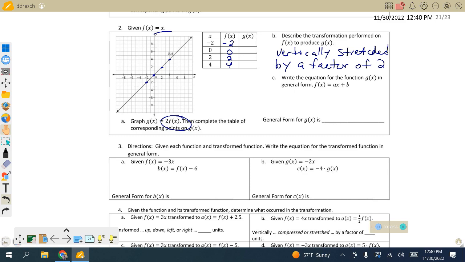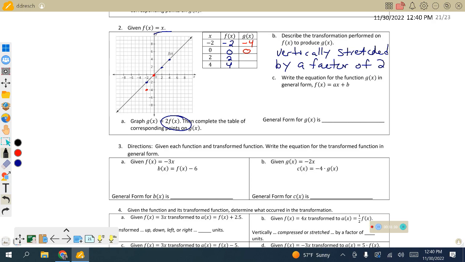Now, g of x, we're doubling it. So we're taking those y values and multiplying them by 2. When we start off with -2, and -2 times 2, we're going to double it. That gets me -4. And as we start doubling, this graph should become more steep. Okay, it should begin stretched out. When we got 0, it's still 0.